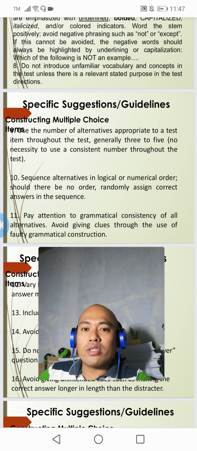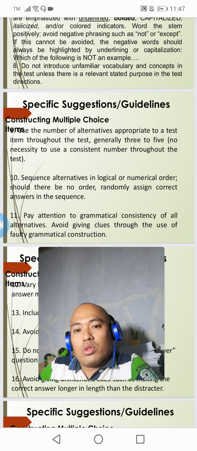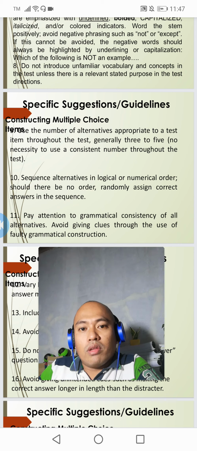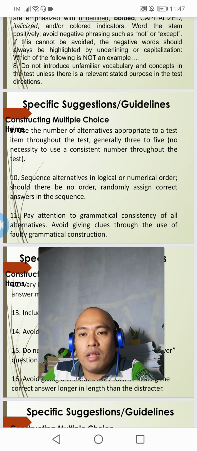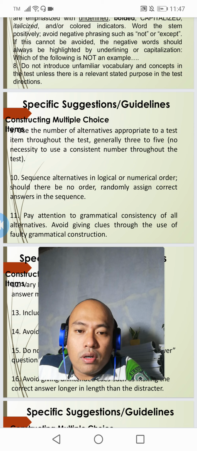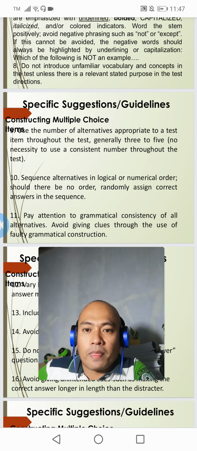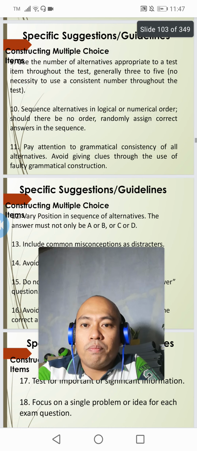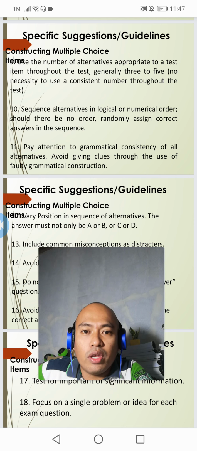For the 10th, sequence alternatives in logical or numerical order. If there is no order, randomly assign correct answers in the sequence. So ito po yung ibig sabihin po ng number 10 in terms of arrangement of the alternatives. It should be in logical or in numerical order. And for the 11th one, pay attention to grammatical consistency of all alternatives. Avoid giving clues through the use of faulty grammatical construction.